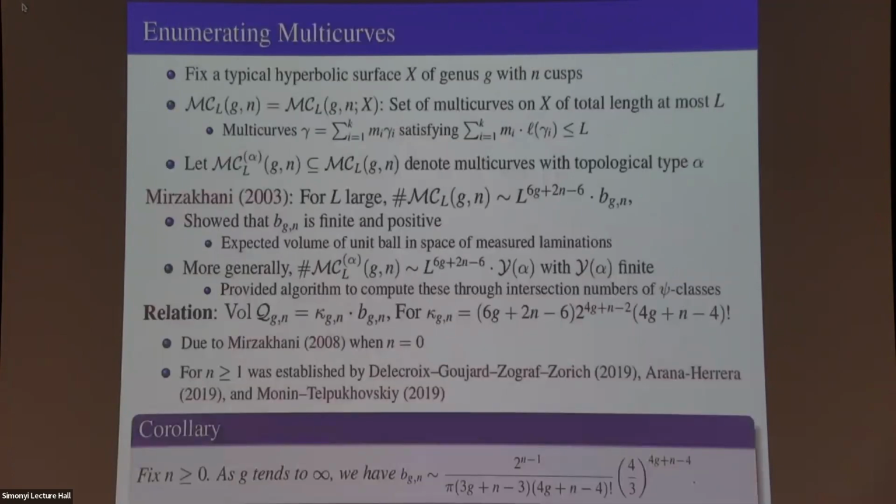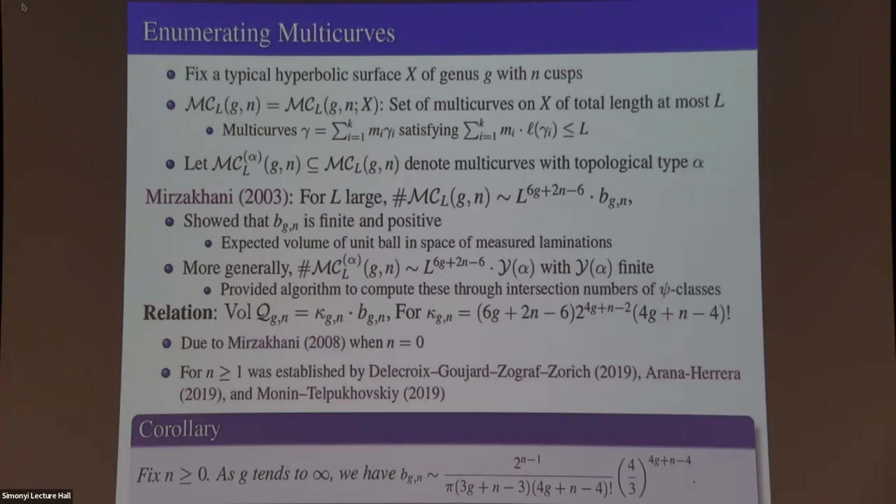Okay. So now, as I said before, I owe you the definition of what I mean by random multicurve. So let me go ahead and explain that. Let's fix some generic hyperbolic surface X of genus G with n cuffs. The answers will actually turn out not to depend on X, through ergodicity arguments. Anyway, I'll let MC sub L of G,n, which a priori depends on X, but as I mentioned just now, none of the answers really will.